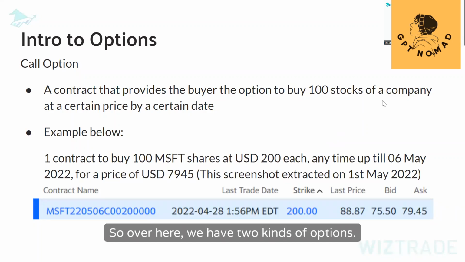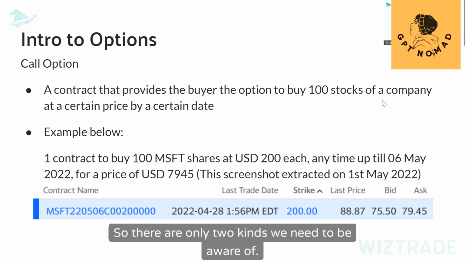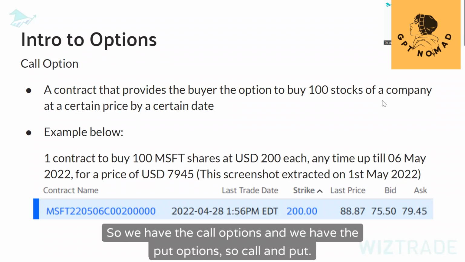Okay, so over here we have the call option. These are very important to review. So we have the call options, then we have the put options. Right, so call and put options.